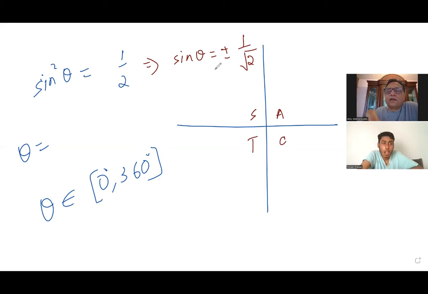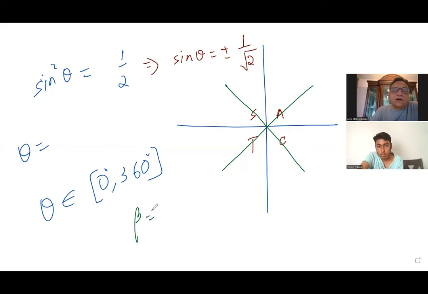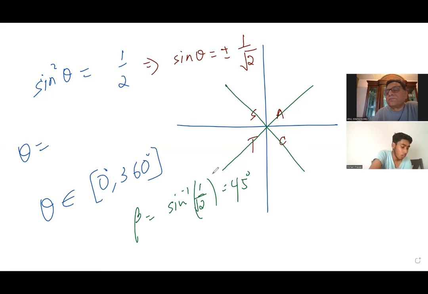Yes, sir. Now tell me, what are the solutions? So sine theta is now equal to plus and minus 1 over square root 2. So that means we're looking for 4 solutions, because we're looking at all 4 quadrants, correct? 4 different values. What is the angle beta? How do you find beta? Beta will be sine inverse of 1 over square root 2, which is 45 degrees. So now we know that each acute angle is 45 degrees.